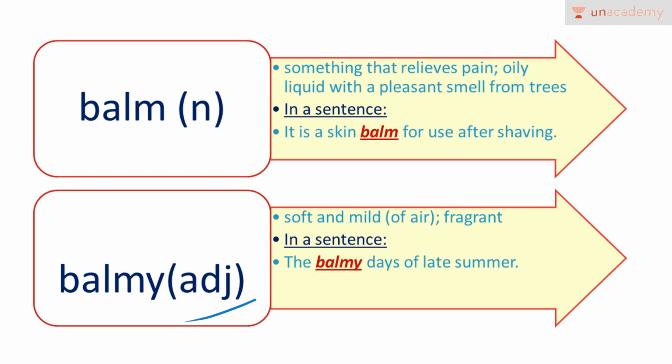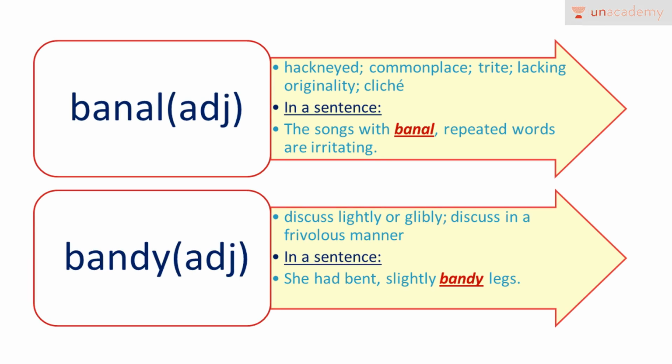Next word, balmy, is an adjective. Definition: soft and mild of air, fragrant. In a sentence, it would read, the balmy days of late summer.